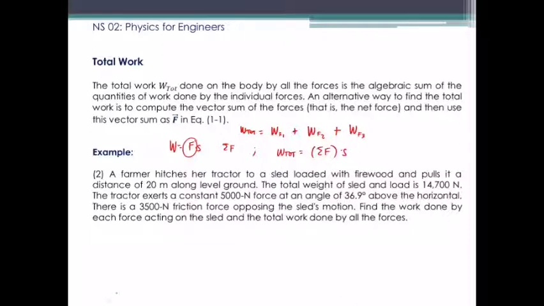So, there are many forces acting on the sled. Let us draw the free body diagram, or let us draw all the forces applied on our sled. Our sled is this one. It is pulled by the tractor, so of course our displacement is along to the right.